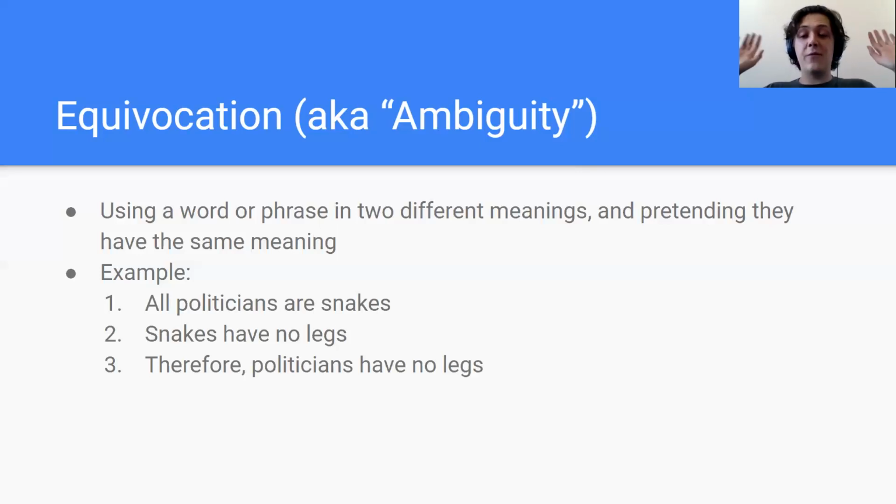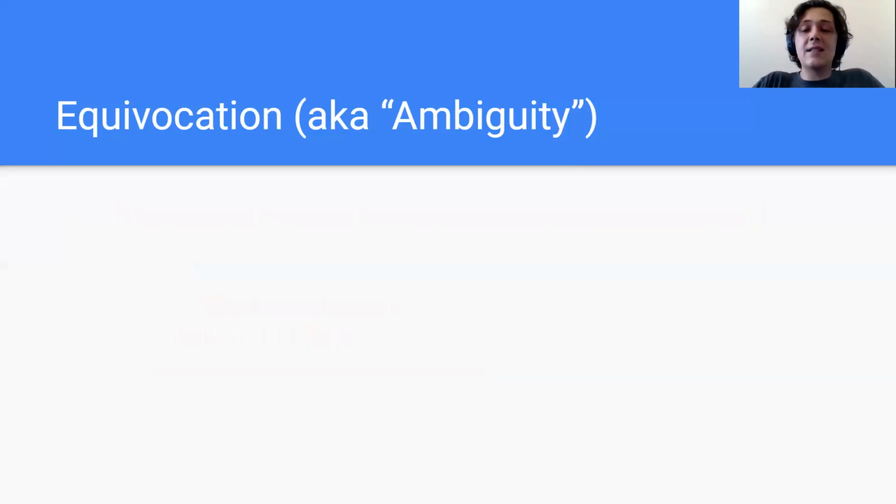And so if we pretend snake has the same meaning in both cases, then the premises are true and the argument's valid, and so we have to conclude that politicians have no legs. But that's not true. Many politicians do have legs. Some don't, but most do. So that's a fallacy. It can make it look like the argument is sound, like both premises are true and it's valid. But in fact, it's not valid because the word is being used differently in the two premises.